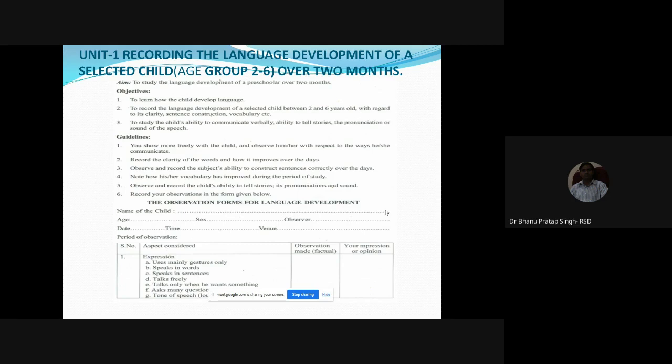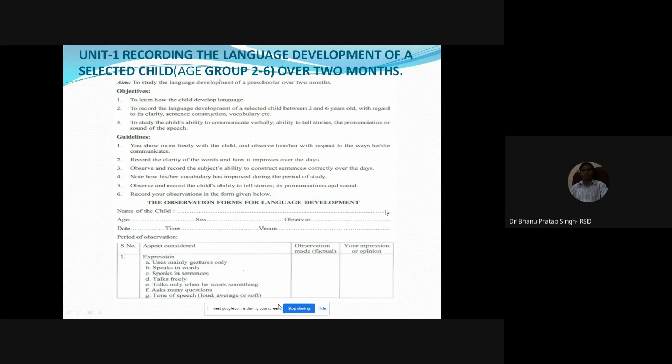So it is very clear and obvious as you have learned yesterday. First, write the name of the child, age and gender of the child, name of the observer, and the date from which you have started your activity. Time and venue may be the classroom or home of the child. So the period of observation you have to give very specifically.